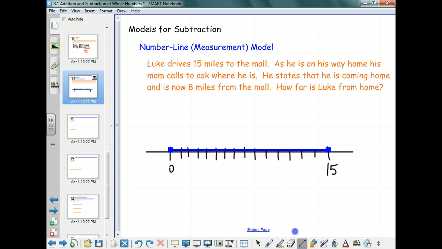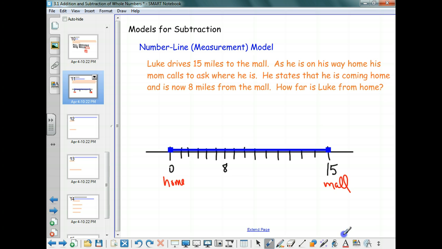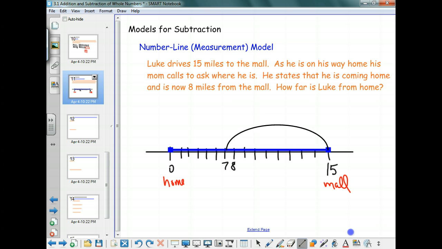But Luke's now going to turn around. So if you imagine, for instance, you can actually write this in if you'd like. This is home, and this is mall. He's gone part of the way home. How far has he gone home? How far? Is it 8? 1, 2, 3, 4, 5, 6, 7, 8 from the mall. Whoops, there's the wrong number. Okay, from the mall, he's gone 8 miles. So he's gone from here all the way back over to there. This is 8 miles.